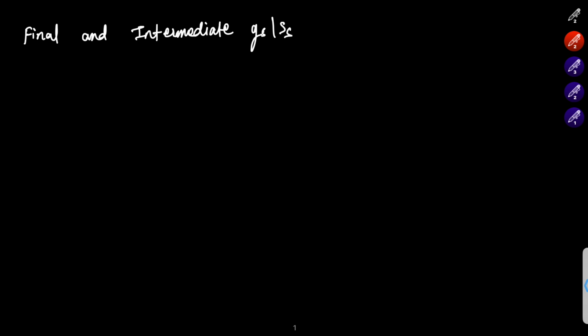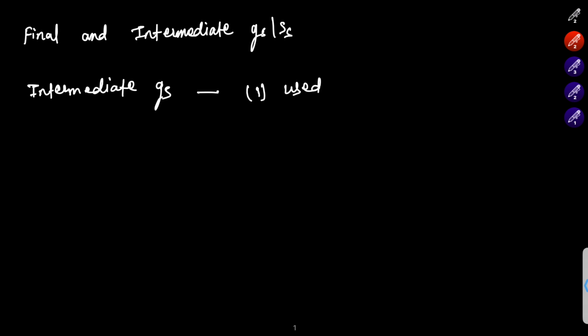Hello everyone. So today we will study final goods and intermediate goods. First we have to study intermediate goods. The goods that are used in the production of the final goods and lose their identity in the process are called intermediate goods.